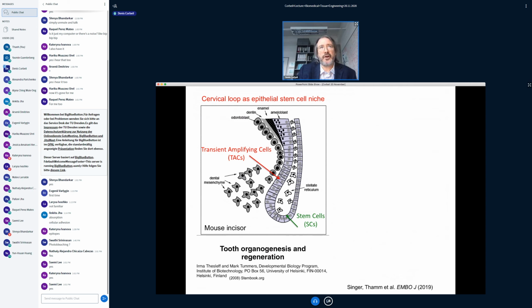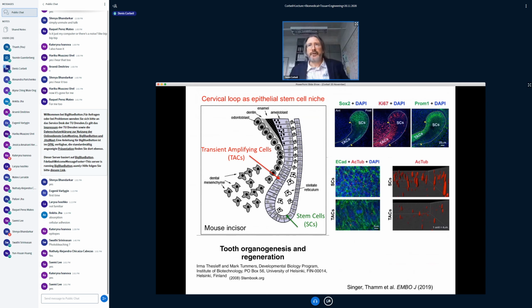Then you have the cells called TAC, transient amplifying cells. These will proliferate, and then they go through the process of differentiation and form the ameloblasts, which are the cells that create the enamel of your teeth, and then dentin, and so on. Now you have here a beautiful linear system, which allows you to see the impact of a protein on stem cell formation, proliferation, and differentiation. As you can see here, you have the expression of prominin 1 in the stem cell, but also in the transient amplifying cell.